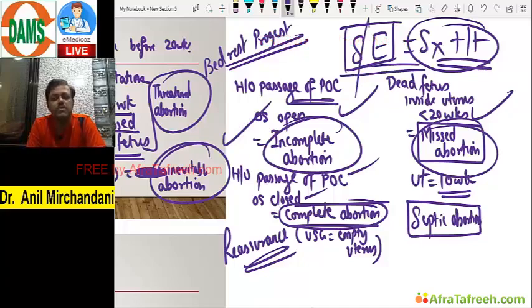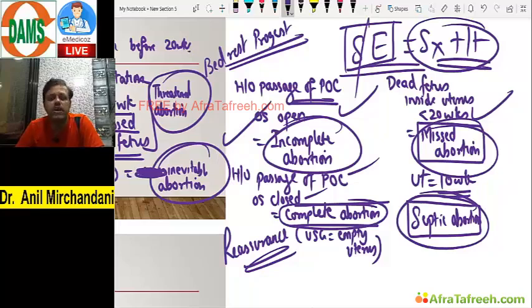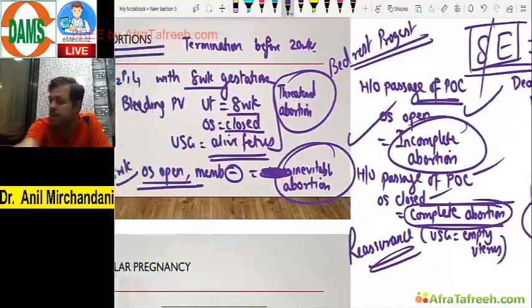For septic, you have to cover septic focus and then do the same treatment as above. Septic focus has to be treated by antibiotics, and if need be, then anti-gas gangrene serum if there is any foreign body. So that is all about abortion.